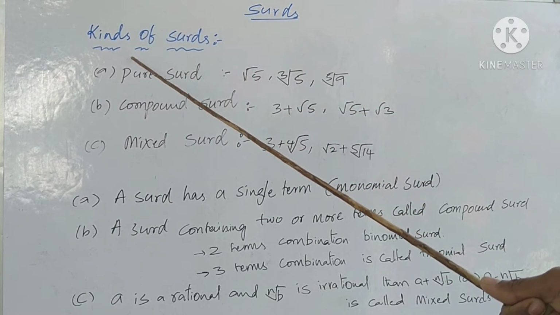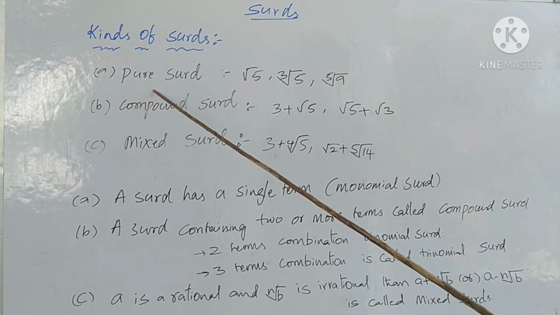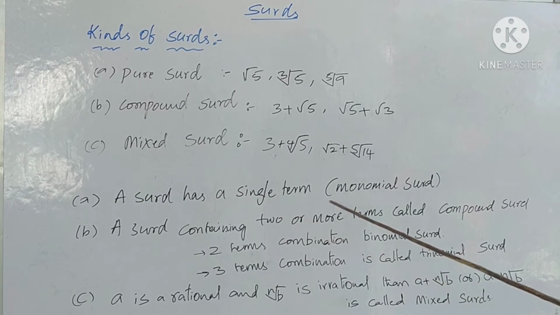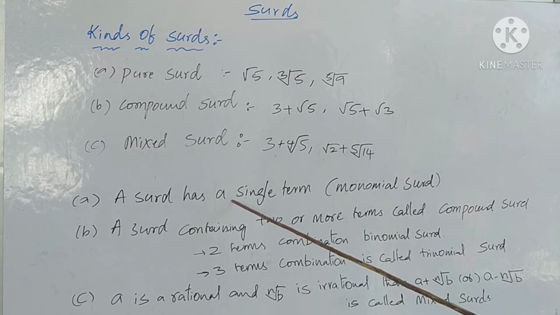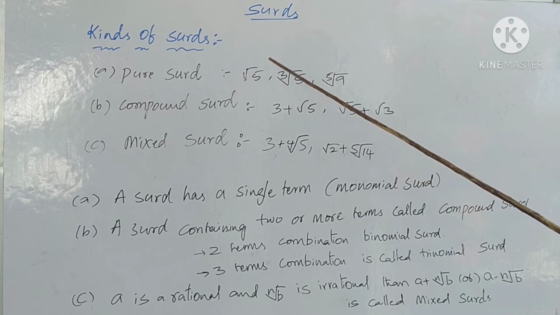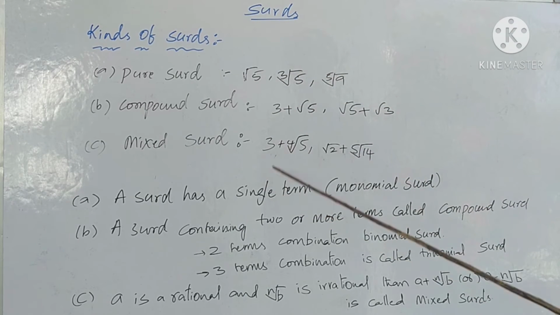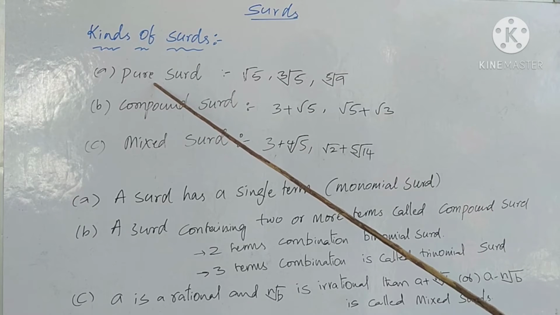So next topic, kinds of surds. First one, pure surd. A pure surd has a single term, which means monomial. Monomial means single term. Here root 5, 3 root 5, 5 root 9. These are monomials, meaning single terms. These are called pure surds.